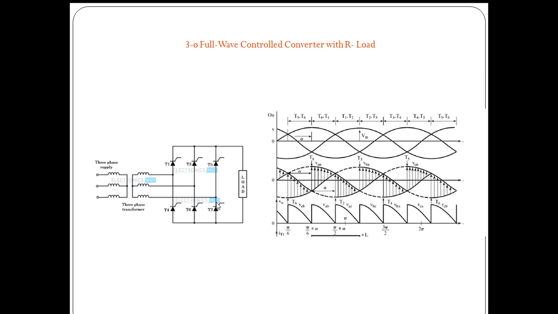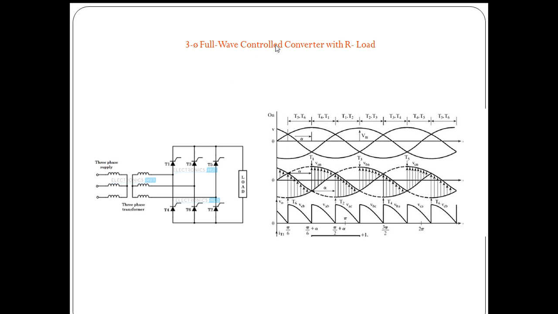Each time two thyristors will be in conduction: from the positive group one thyristor, and from the negative group one thyristor. Each pair of thyristors will conduct for a duration of 60 degrees, and each thyristor will be in conduction for a duration of 120 degrees. So this is a three phase supply representation. This is phase A, this is phase B, and this is phase C, and each phase will be lagging by an angle of 120 degrees with respect to the other.